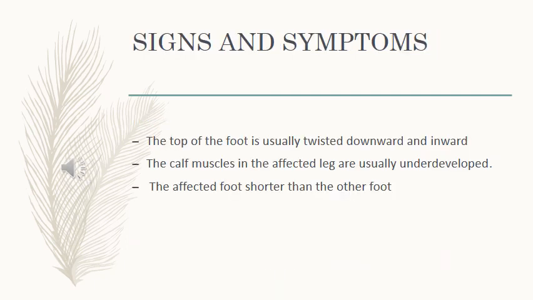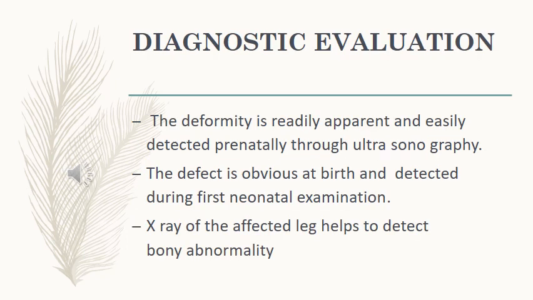Signs and symptoms. The top of the foot is usually twisted downward and inward, increasing the arch and turning the heel inward. The calf muscles in the affected leg are usually underdeveloped. The affected foot may be up to half an inch, about 1 centimeter, shorter than the other foot. Diagnostic evaluations. Ultrasonography shows the defects, and the deformity may be found through the neonatal examination. X-ray of the affected leg helps to detect bony abnormality.